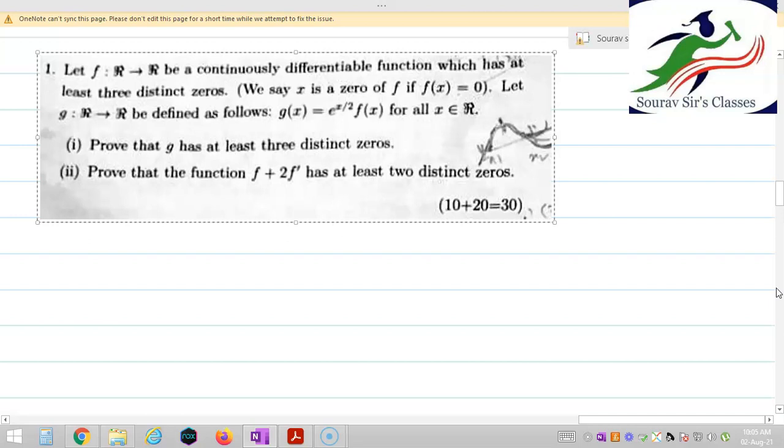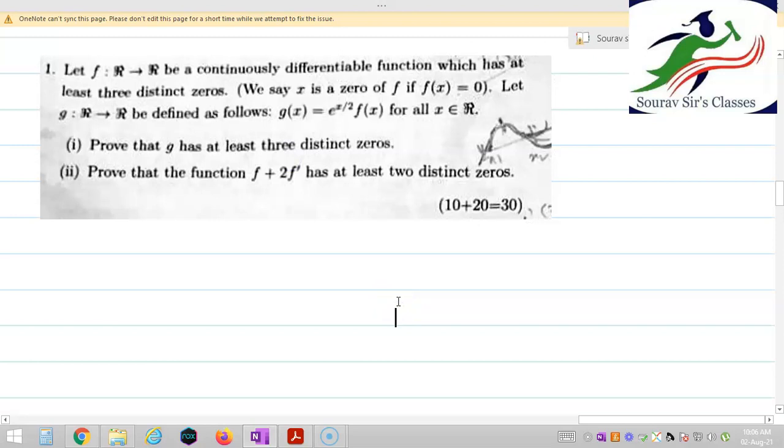Prove that the function f plus 2f dash has at least 2 distinct zeros also. So we have to show that g has at least 3 distinct zeros, and the function f plus 2f dash has at least 2 distinct zeros. It was a very easy question, so let us start the solution.